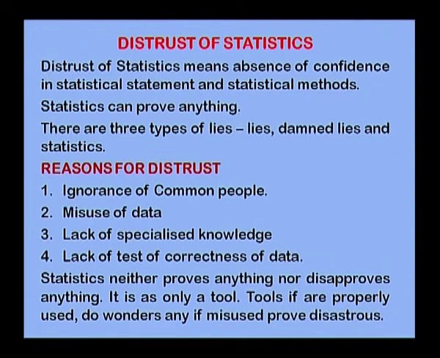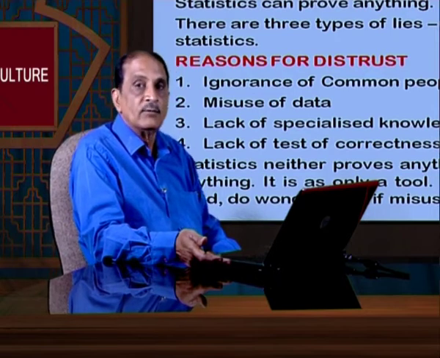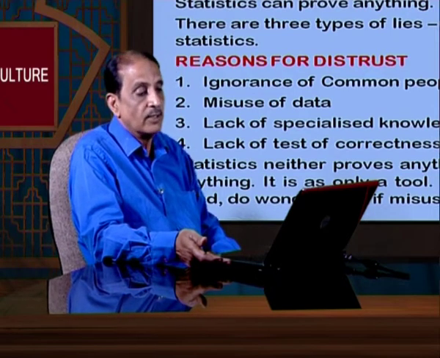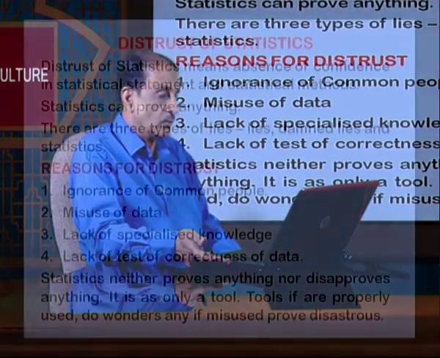Information so made available by some people may be misused for certain purposes. For example, if you want to prove that a particular product is highly useful, then definitely the information will be presented in such a manner that it shows that the product is highly useful.